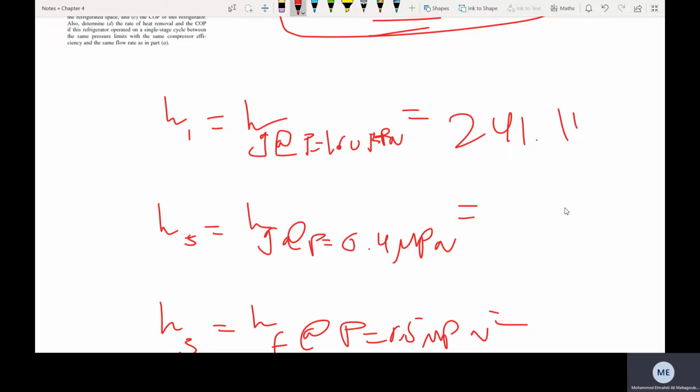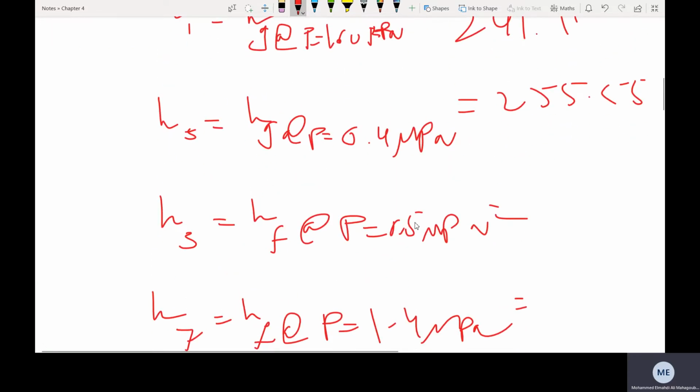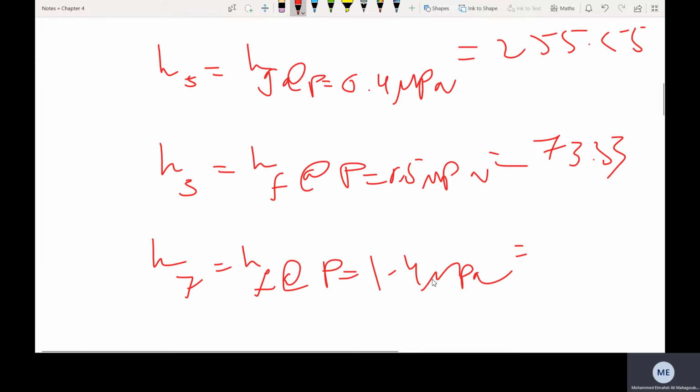So for 400, I was at 160, where I got 241.11. For 400, I'm getting 255.55. And here for 3, I should work with 500. So I go to 500, and now I will find HF, not HG. This one is 73.33, and this one at 1,400 kilopascals, what is the HF?